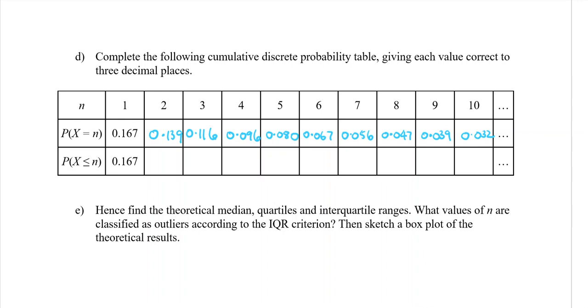But if it's less than or equal to 2, then I'm going to go 0.167 plus the 0.139. And that will give me that box there, which makes 0.306. Okay? Then I add on the 0.116, and that gives 0.422. Add on the 0.096, and we get 0.518. Add on the next one. I'll just write them down. I hope we're all getting the idea.